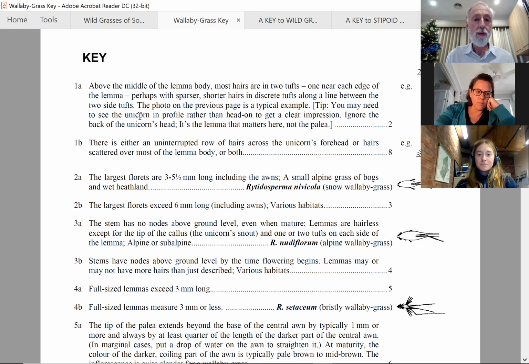So there are interactive keys, and one will eventually be made available, I expect, on the VicFlora website, which already has interactive keys for Asteraceae and is it Fabaceae? Who knows what the other one is that was released recently? Anyway, you'll find a couple there, but not grasses yet.